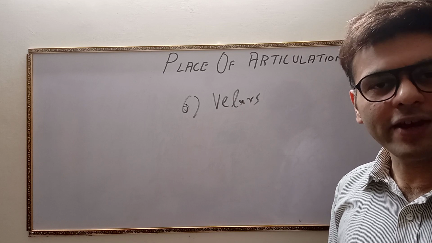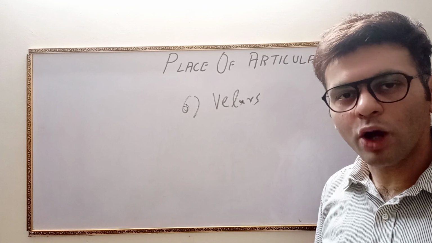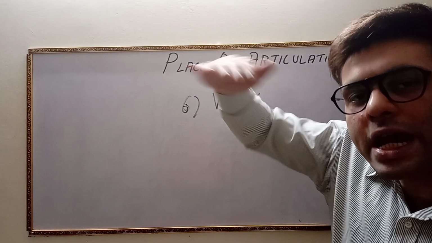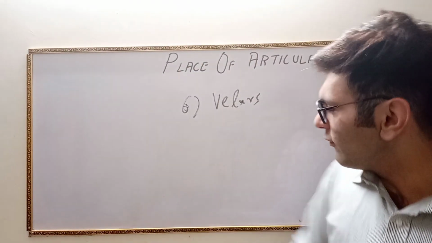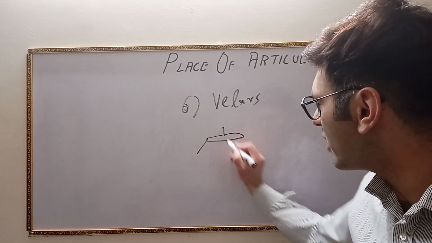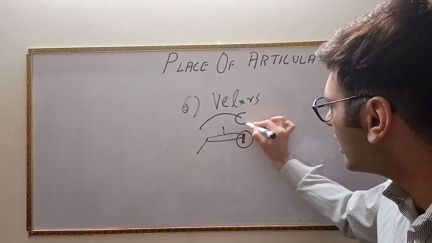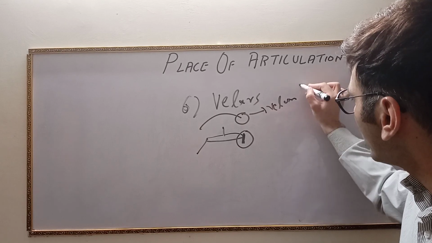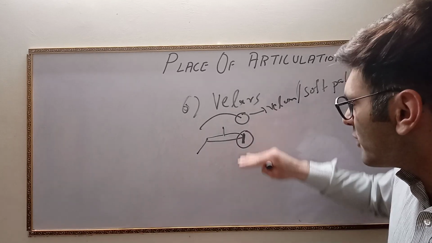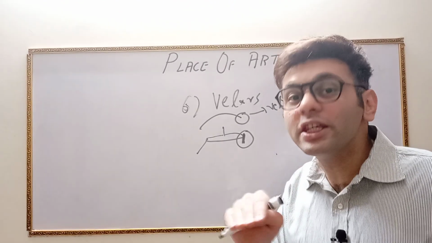Velars. The next category we have is velars. Now, what is a velar sound? Velar sounds are those sounds which are pronounced with the help of the back of the tongue and the velum. Now, where is the back of the tongue? For example, this is your tongue. Now, this is the tip, this is the middle, and this is the back. When this back of the tongue touches the velum, we also call it a soft palate. When the back of the tongue touches the velum, we pronounce or articulate the velar sound.